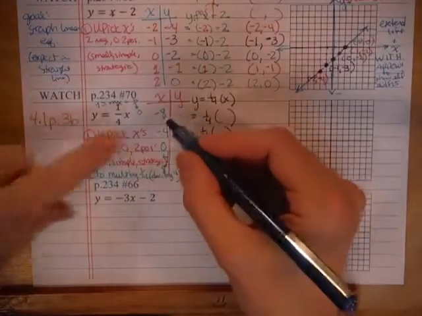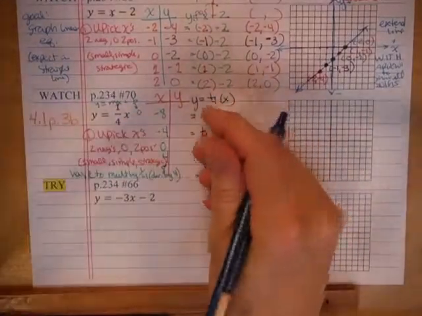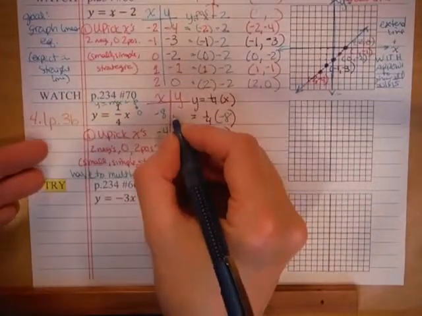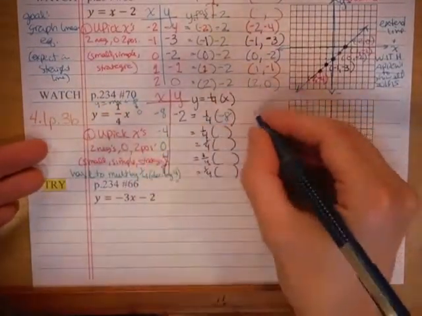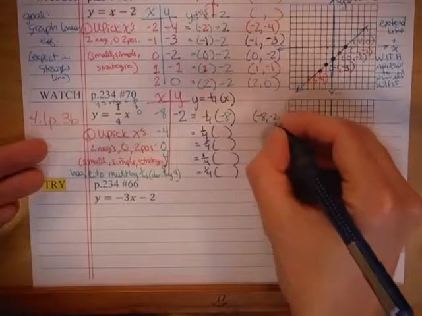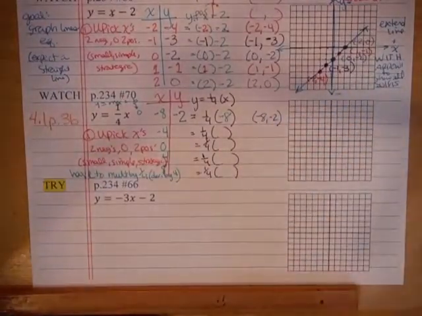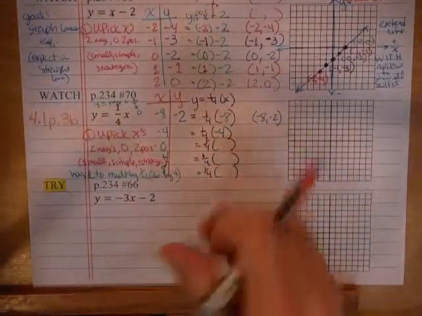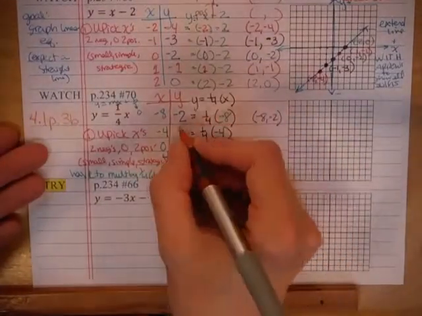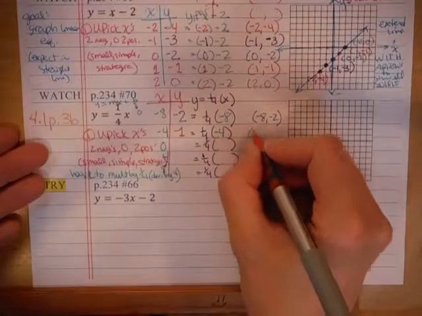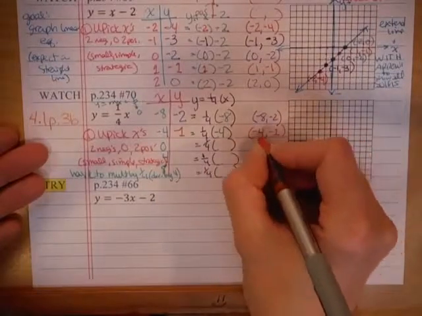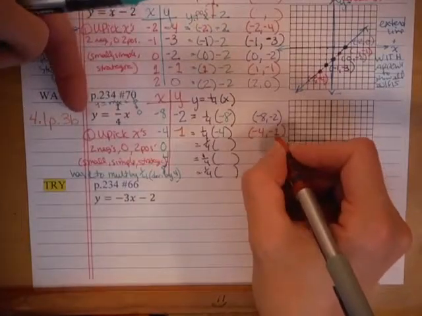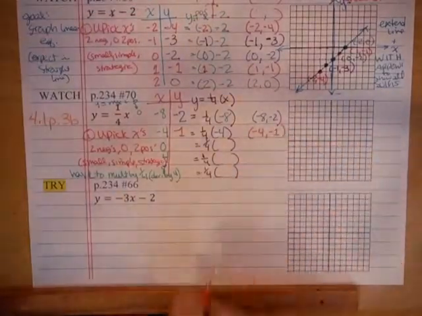I'm going to plug in -8. And 1/4 of -8 is going to give me -2. So my first point is going to be -8, -2. Then I'm going to plug in -4. And when I do 1/4 times -4, I'm going to get a -1. So my second point is -4, -1. I plug in -4, I get -1 out. -4 in for x, -1 for y is what creates a true statement.